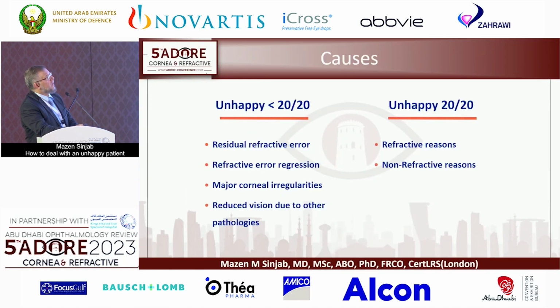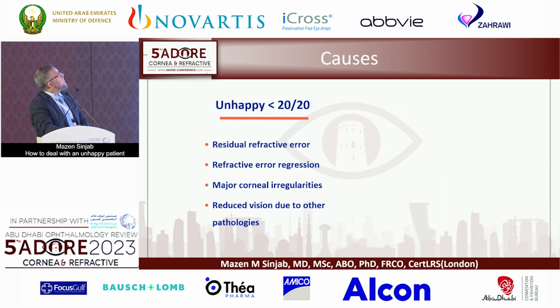How to deal with the unhappy patient after refractive surgery. First, we have to categorize the patient into less than 20/20 patient and unhappy 20/20 patient. As you see here, the unhappy less than 20/20 patient: either residual refractive error regression, major corneal irregularities, reduced vision due to other pathologies. While the unhappy 20/20 patient: refractive reasons and non-refractive reasons. We will go through these steps. First, with the unhappy less than 20/20 patient.